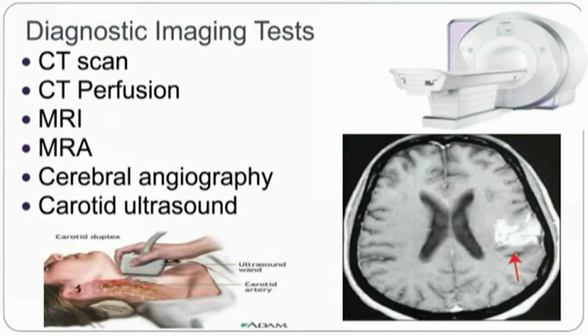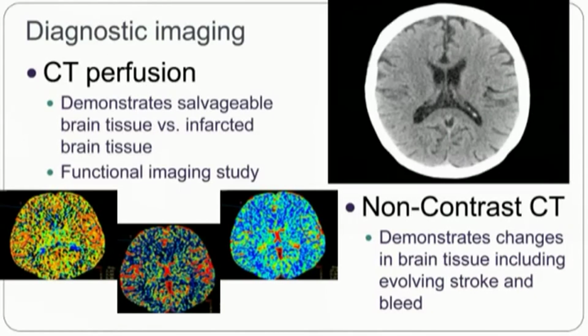Finally, once we've established that our patient is indeed suffering from a stroke, there's a variety of diagnostic imaging tests that we can do. CT scan, CT perfusion, MRI, MRA, cerebral angiogram, carotid ultrasound, are just to name a few. The idea being that we want to try to see the stroke and assess how bad the damage is or how reversible the damage is and what we can do. Now, one of the things we can do is called a perfusion scan, and this shows how well the blood is getting to parts of the brain.